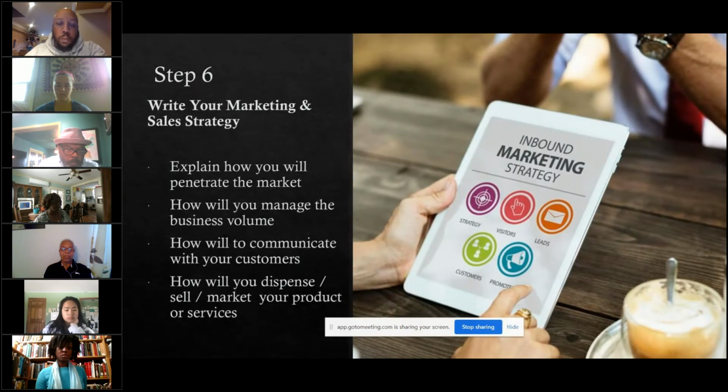How is she going to manage that? How is she going to manage her inventory to make sure she doesn't sell out? How is she going to schedule people to service the customers? All of those things, think about. How are you going to manage your business volume? And how are you going to communicate with your customers?